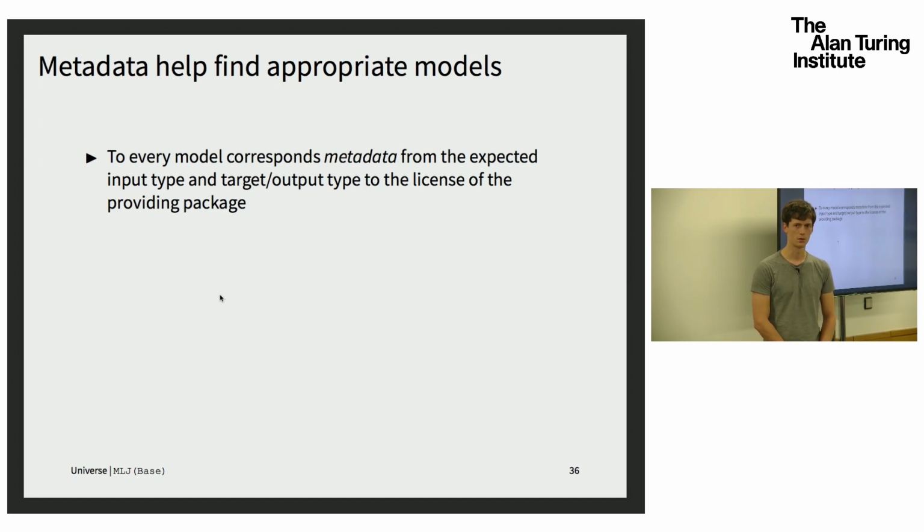So to every model that is available, there is metadata attached that you can query. For instance, at the very least, there is a target, an input type, understood as a scientific type, and an output type, also a scientific type. And so you can query the models that are available to you based on what kind of data they can handle, and also what their expected target is.